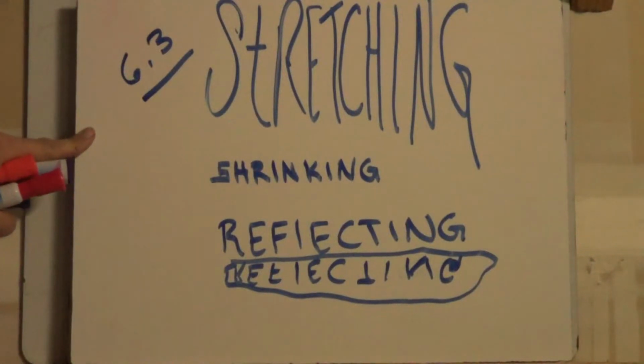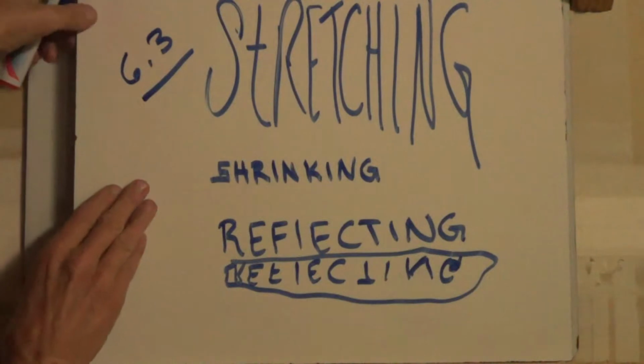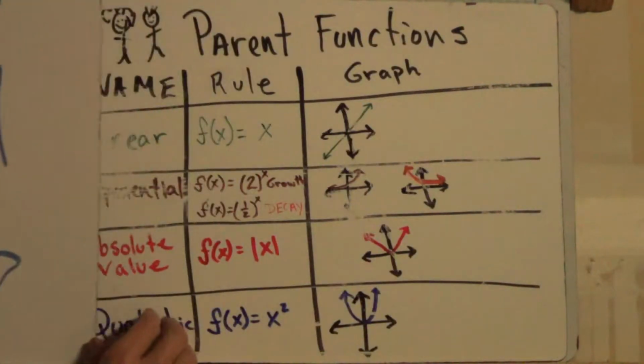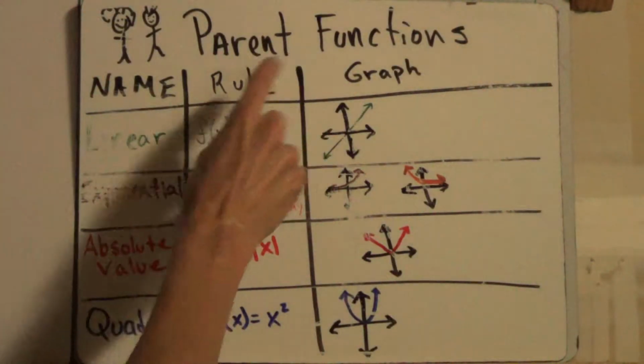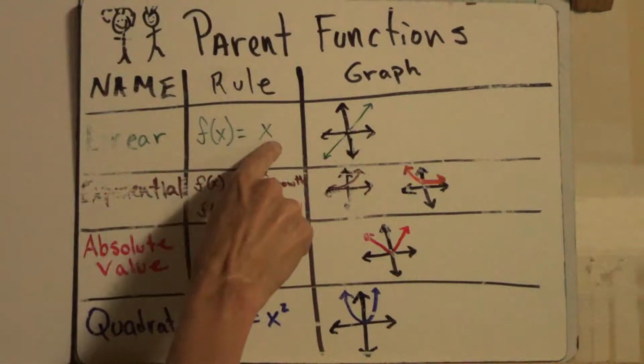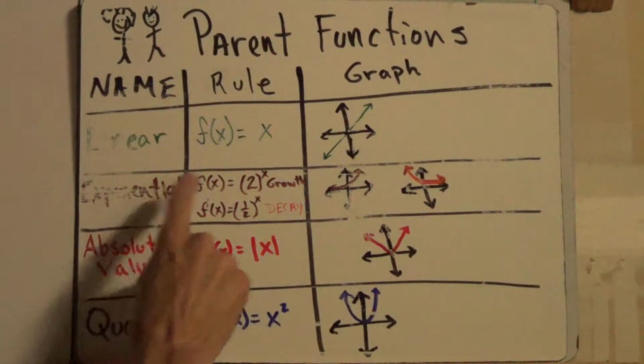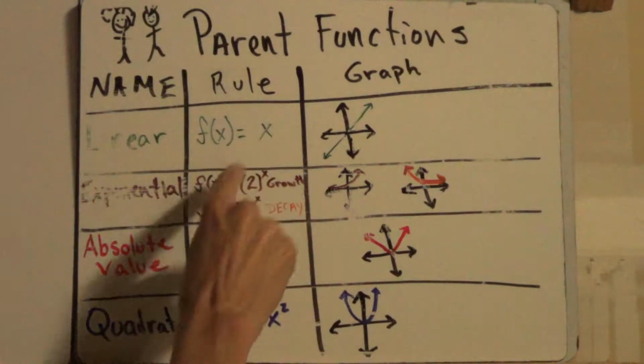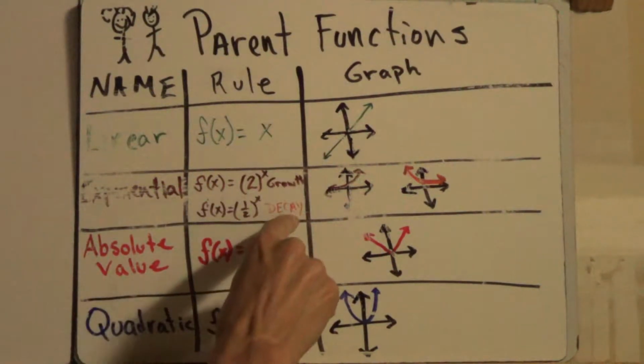Guys, today I want to go through stretching, shrinking, and reflecting on these graphs. You saw the code yesterday for these graphs. It's parent graphs. The linear was straight, f of x equals x. Exponential, if we had growth, it was 2 to the x. Decay, it was 1/2 to the x.